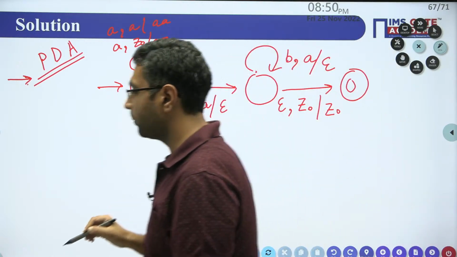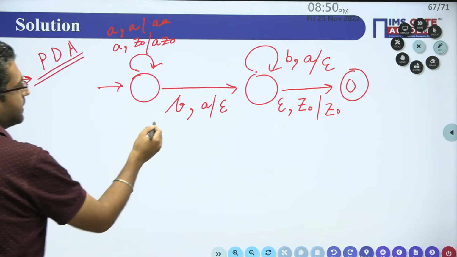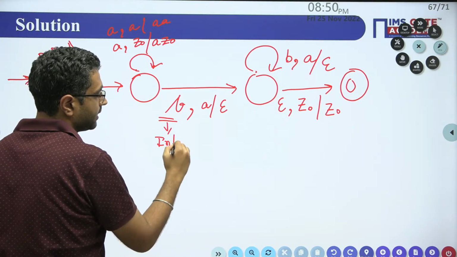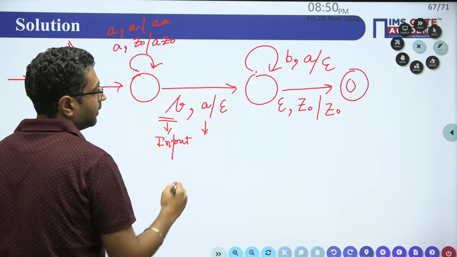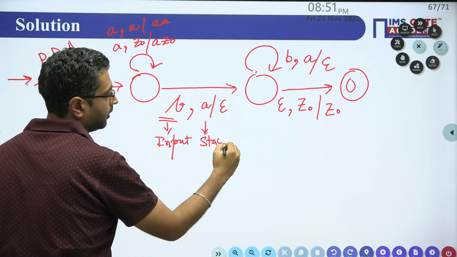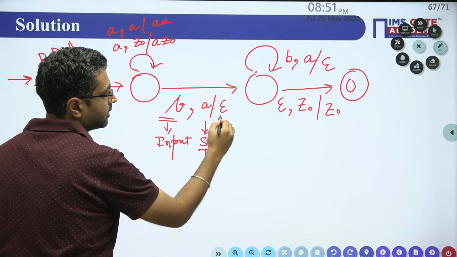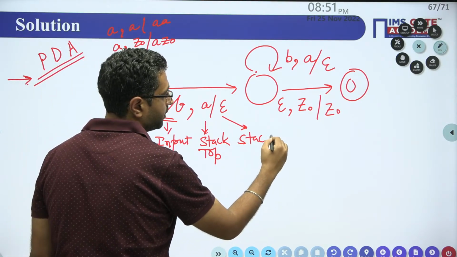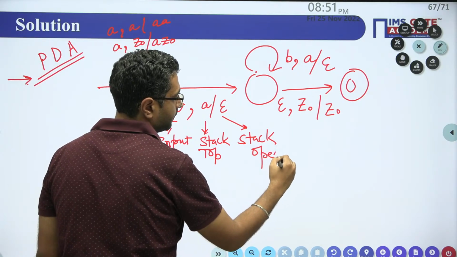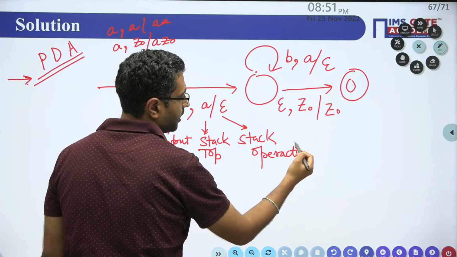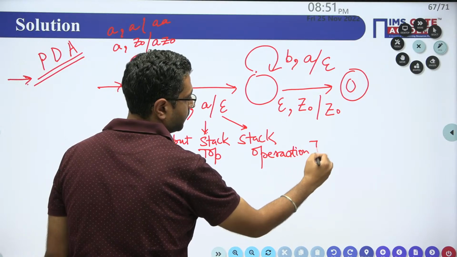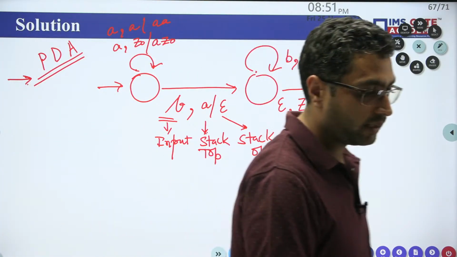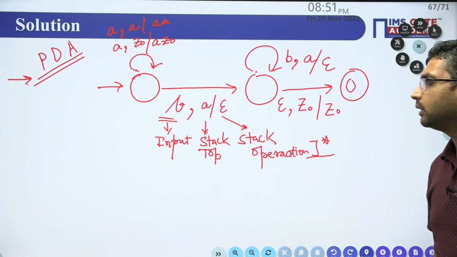So this is how you draw PDAs. The first symbol represents your input, whichever you have read. The second symbol represents the stack top, and this represents what you do on the stack, the stack operation that you have to do, which is your tau star basically. Right? So this is how you draw PDAs.